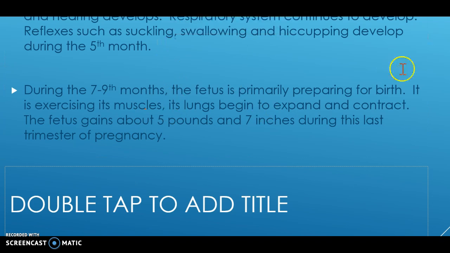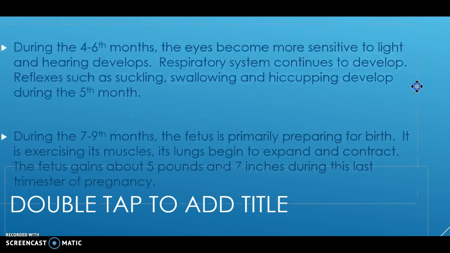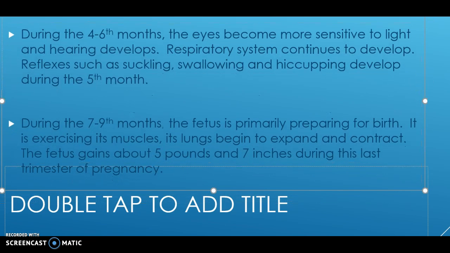During the 4th through 6th months, the eyes become more sensitive to light and hearing develops. The respiratory system continues to develop. Reflexes such as suckling, swallowing, and hiccuping also develop during the 5th month.